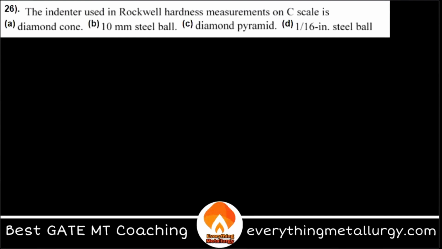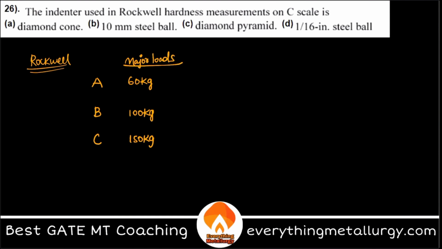1 mark questions are basically theory questions and conceptual questions. So the indenter used in Rockwell hardness measurements on C scale. In Rockwell you have three scales, right? A scale, B scale and C scale. You use 60 kg, 100 kg and 150 kg respectively. 60 kg in A, 100 kg in B and 150 kg in C. Again, these are major loads. We use two types of loads in Rockwell, which you can study, right?